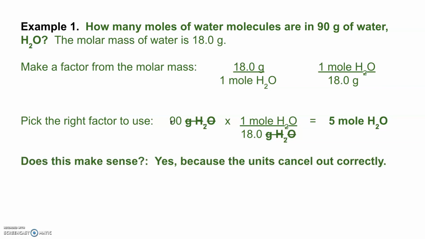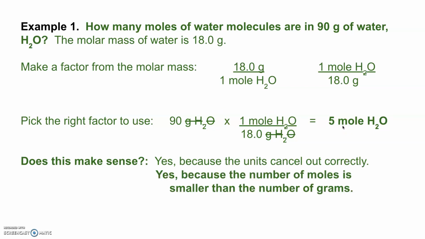Does that make any sense? Well, for one thing, the units cancel out. The grams of H2O cancel out if we put grams in the denominator of our factor, and we have grams in our starting measurement. And it leaves us with moles of water, which is what we wanted to find out in this question. It also makes sense because the number of moles is much smaller than the number of grams. So 1 mole is smaller than the number of grams in a mole. So the number of moles in 90 grams ought to be much smaller than 90.